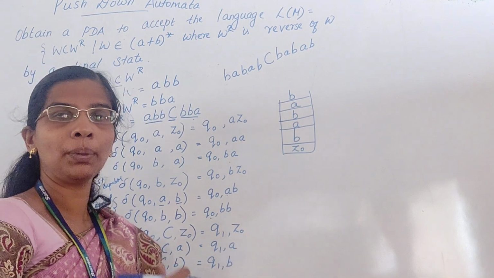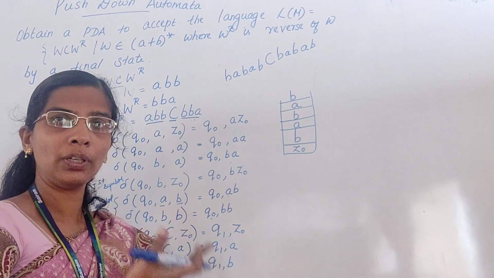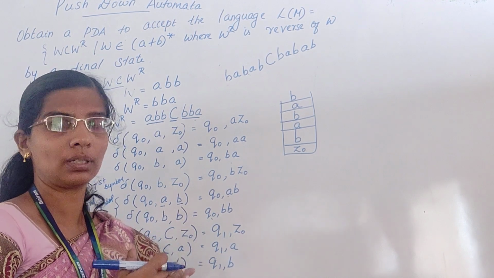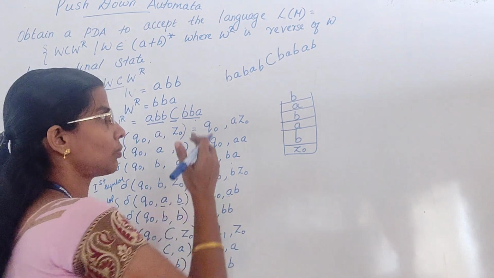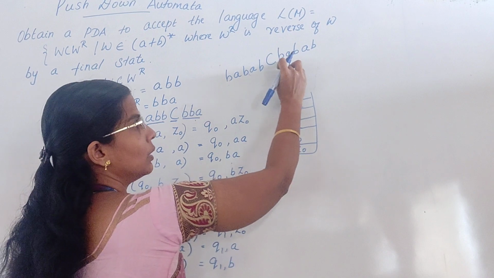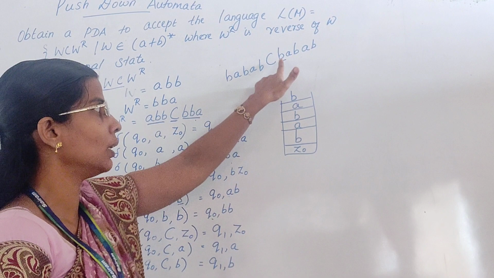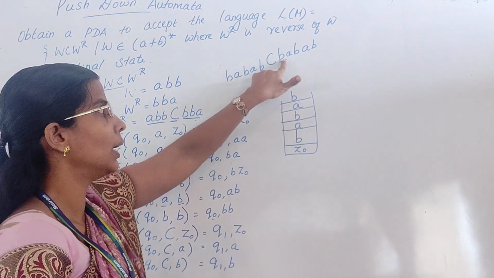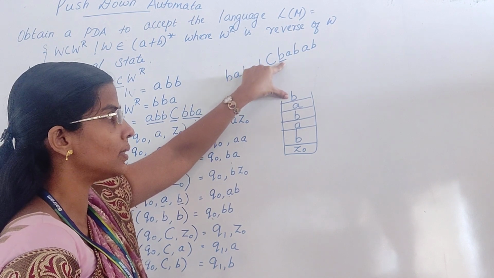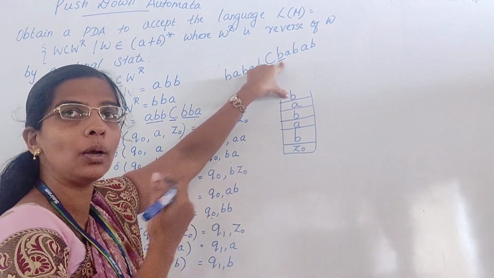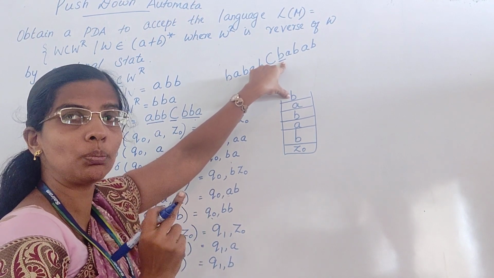And in the beginning I told this is the string of palindrome. What do you mean by palindrome? Even if you reverse it, you get the same string. Now how to check this is a palindrome? This will be your input string. Till C we have completed. Next symbol is B, and if this input symbol and the stack top are the same, I can pop. Then only you will get a palindrome string.